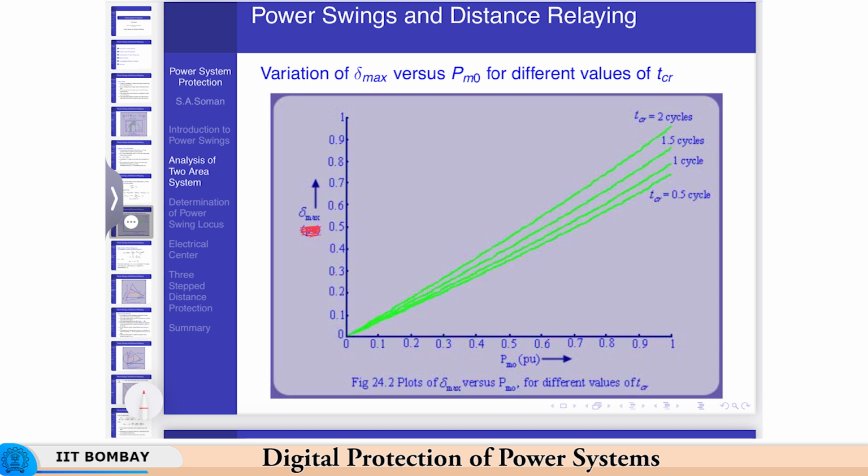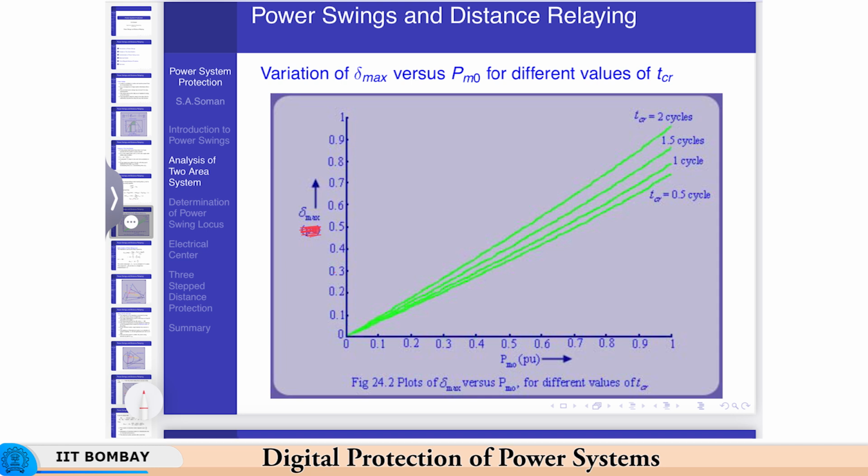Okay. So, here you can see that for a clearing time of 0.5 cycles, that is 10 milliseconds, the delta max is at some value, and for, say, a P_M of 0.5, you will get around 0.3 or so, 0.32, whereas if the clearing time is 2 cycles, it is almost double, 0.5 to 0.6, of that order. Of course, this is only a numerical depiction, no fault can be cleared in 10 milliseconds.